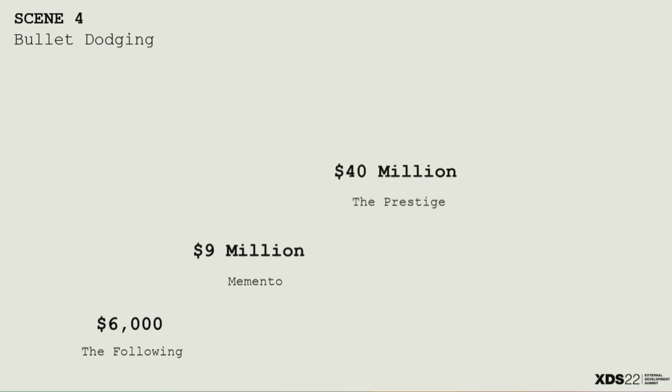Although well received, he really broke onto the scene in 2000 with Memento for $9 million. And that's an astonishing 1,500 times bigger budget than his first film. But next, 40 million, The Prestige. And then on to The Dark Knight at 185 million. That's two four-fold budget jumps in less than 7 years from Memento, which is impressive.